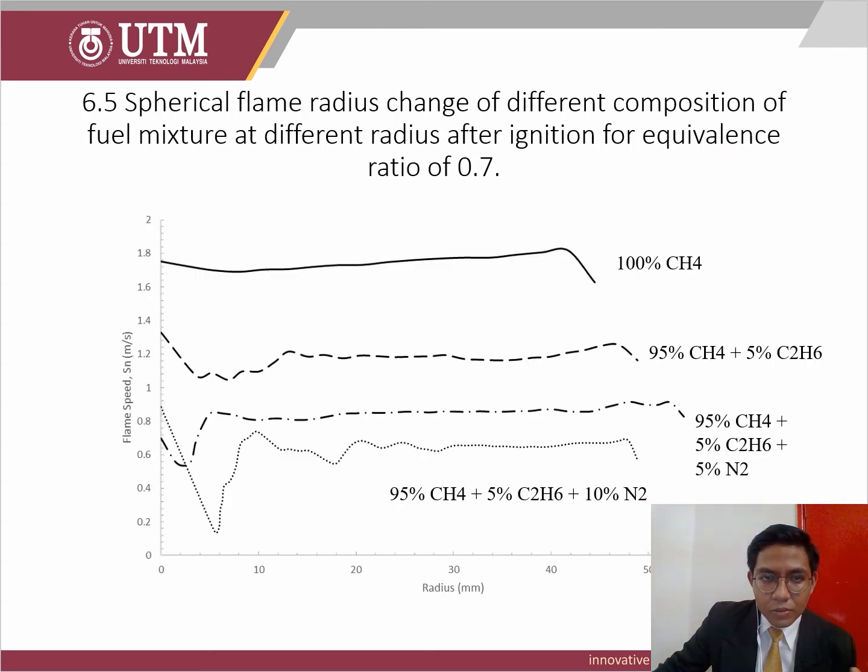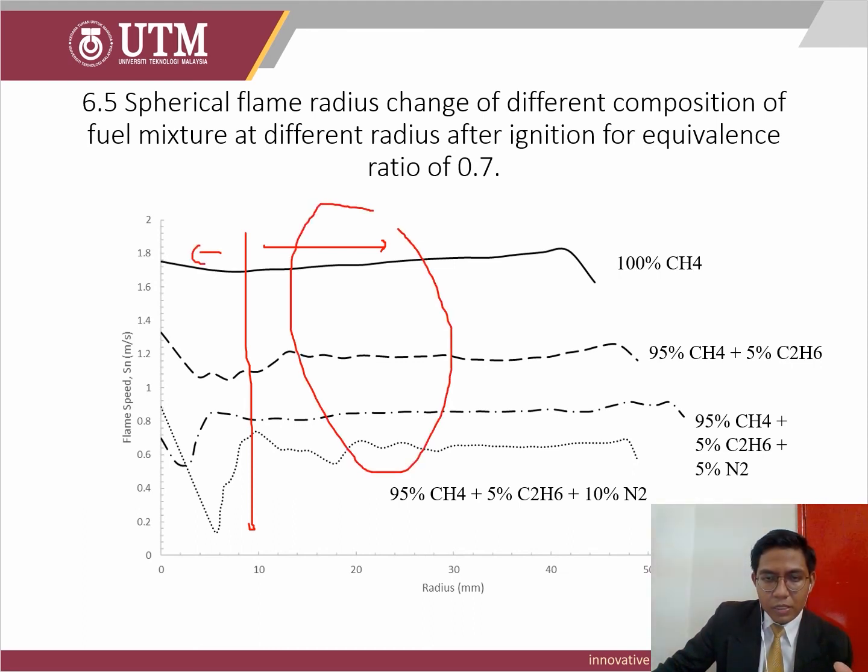So moving on, the spherical flame radius also shows the same trend as the flame speed versus time, which shows that after 10 mm, the flame speed shows quite a good trend compared to the initial time. This data after 10 mm will be used in determining the burning rate and the flame stretch, the burning rate and the Markstein length.